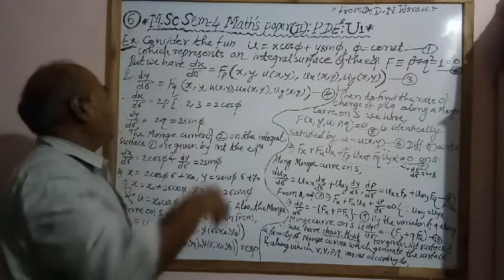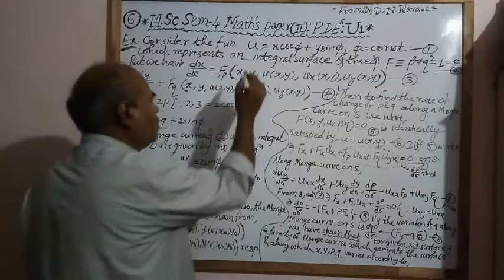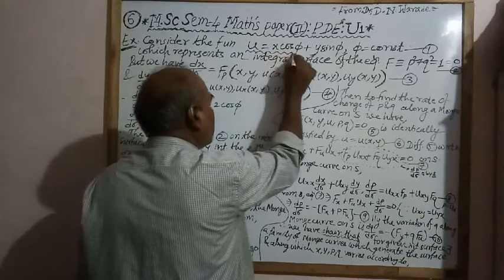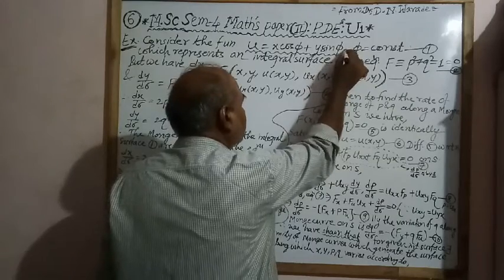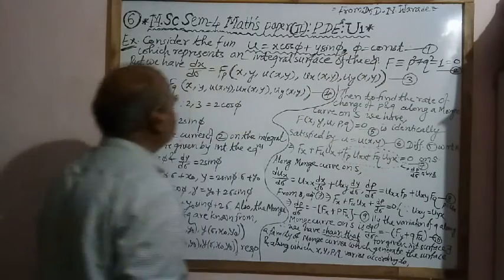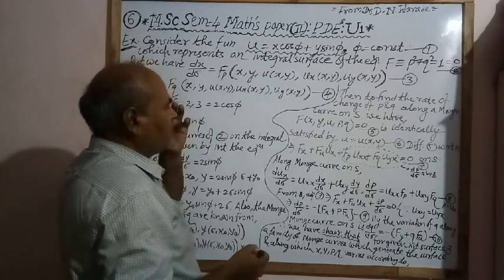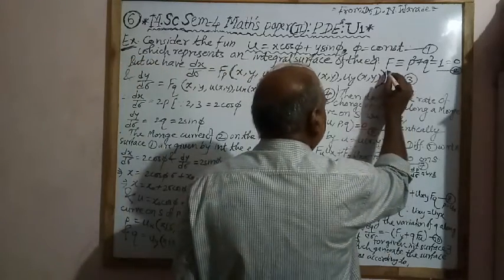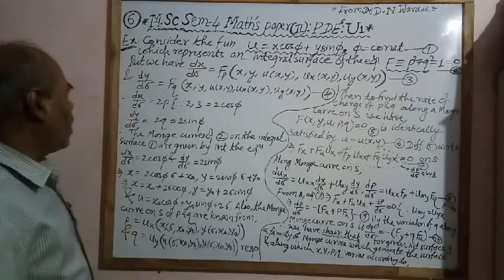Welcome. In our next period, we take the example. Consider the function u given by x cos phi plus y sin phi, where phi is constant. Equation 1 represents an integral surface of the equation given by f equal to p square plus q square minus 1 equal to 0.